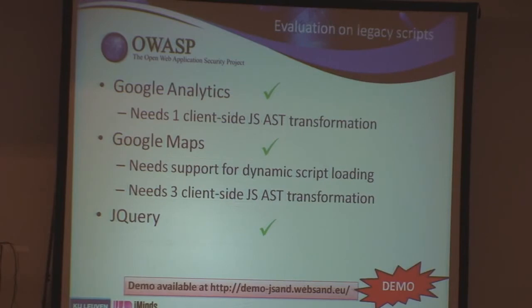Also, if you want to try it out yourself, you can go and visit the demo that we defined at the FP7 project WebSend. It's called demo.jsand.websend.eu, and it has the instructions to run it. For now, we have a version that is tuned towards Firefox. So you use your Firefox, you go to the web page, and you will see that we have some scenarios to show how you can run Google Maps. You can run two Google Maps next to each other, each with a different policy, and so on.